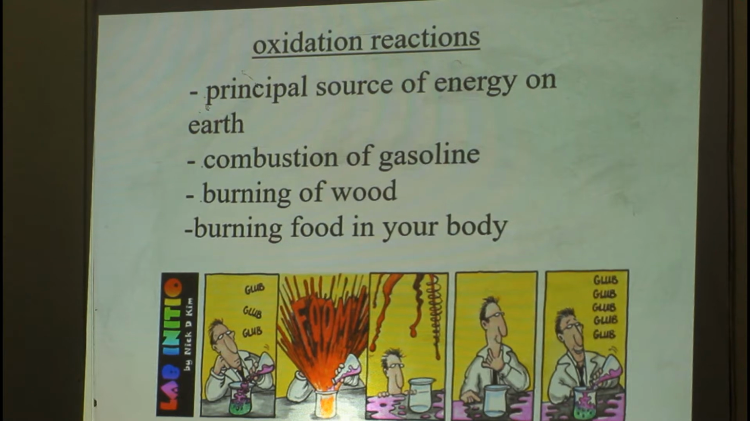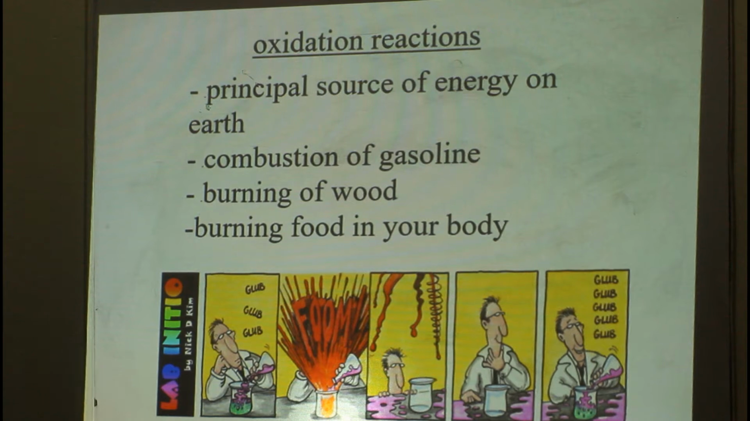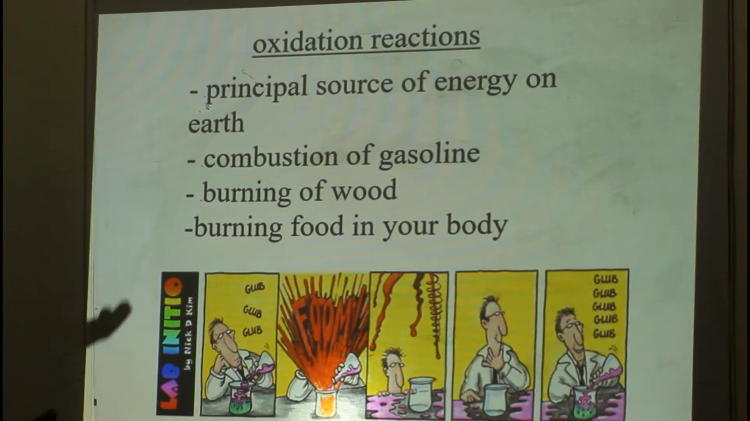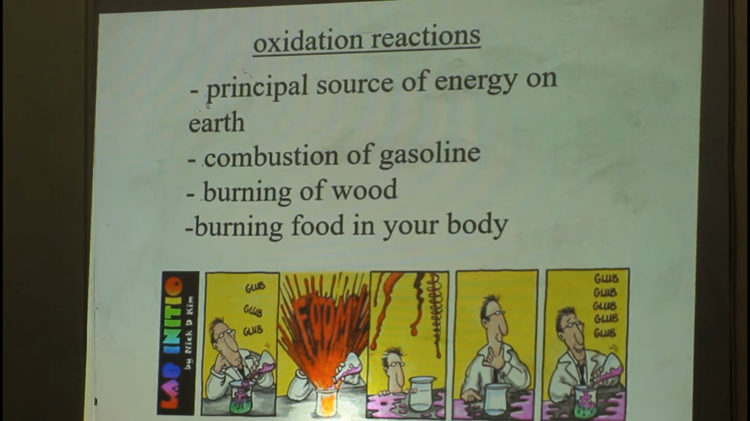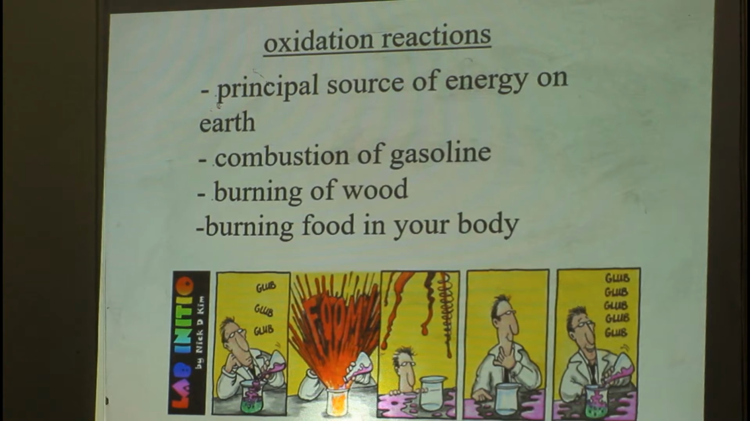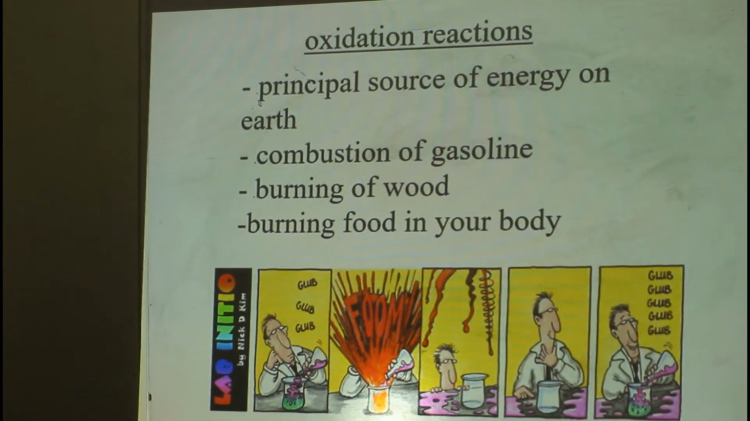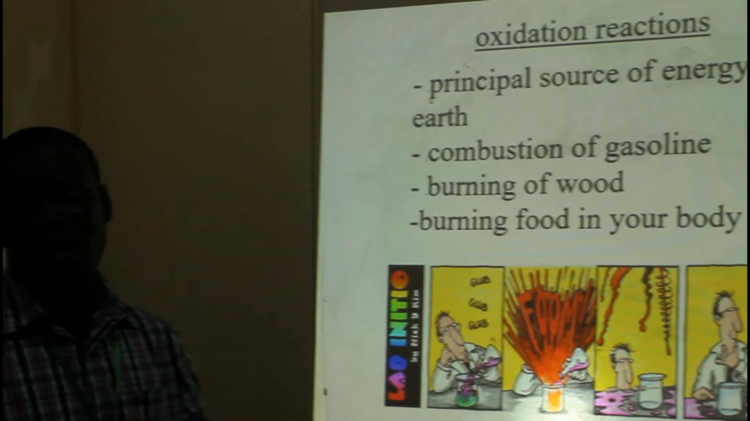Now, naturally, redox reactions are the source of energy on this earth, such as the combustion of gasoline, burning of wood, burning food in your body. All these things are aided by redox reaction. Now, when there is oxidation, there's always reduction. That is why we say redox reaction, because the two move together. There will be no oxidation without reduction, and there will be no reduction without oxidation. That's the vice versa. So the two move together.